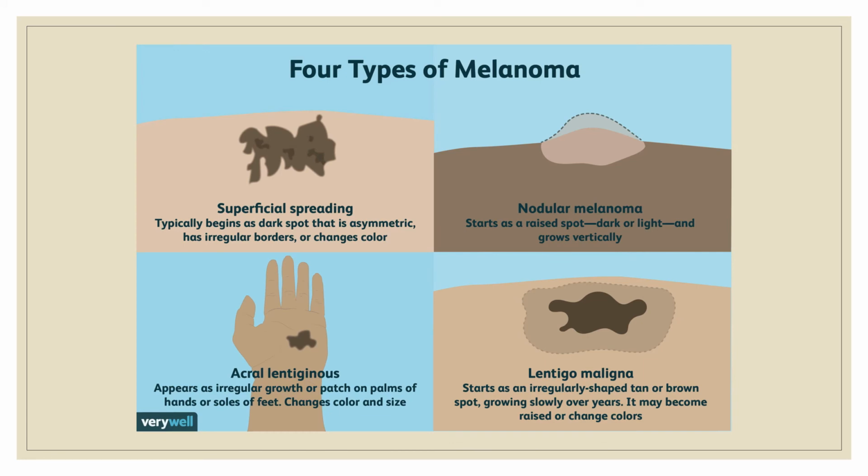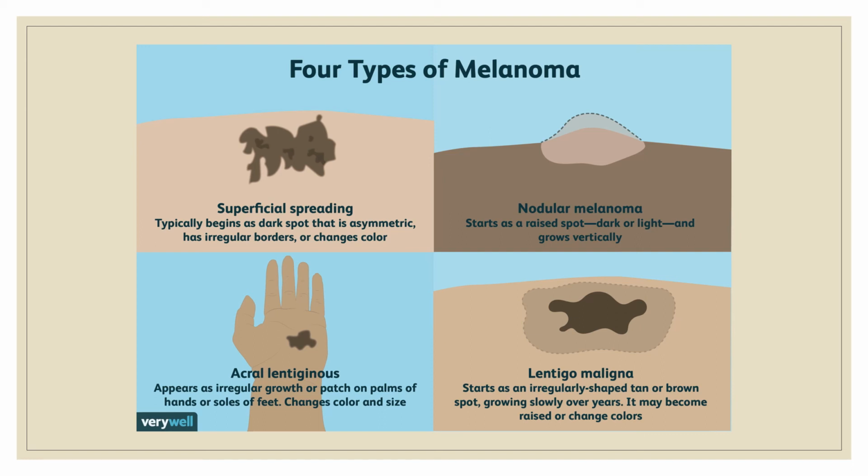I like this slide as well. It goes over the 4 different types of melanoma, which I want you to know. So the first one is superficial spreading. This typically begins as a dark spot that is asymmetric, and it has irregular borders or changes color. So kind of what we talked about with the ABCDE. Then there's nodular melanoma. It starts as a raised spot and actually grows vertically.